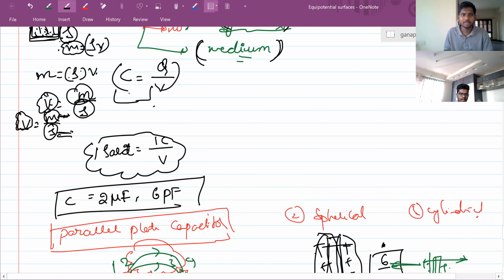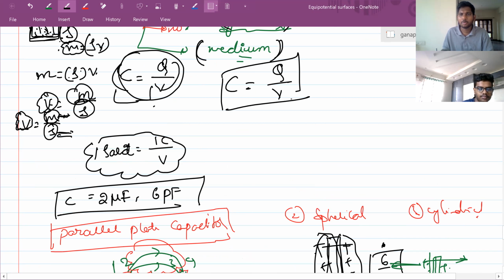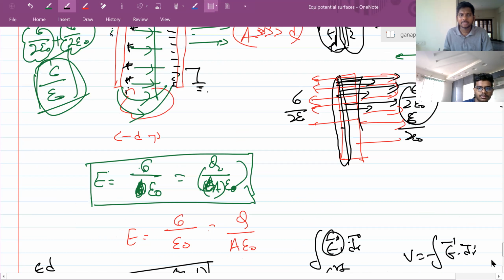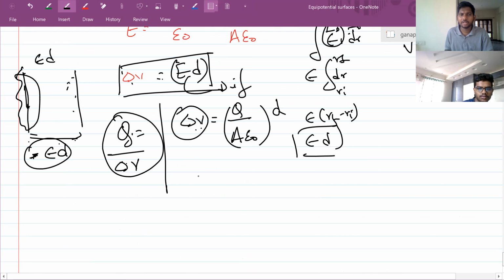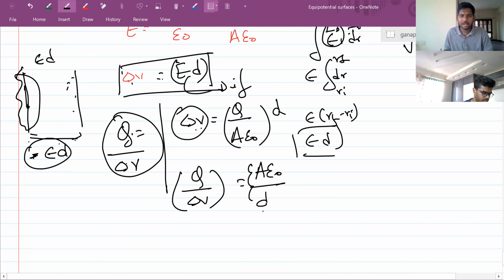For a capacitor we have Q by V, right? V is the potential difference here. So we have to find capacitance. So Q by V we need to write. So A epsilon naught by D. Q by delta V, that is potential difference between higher plate minus lower plate, is equal to A epsilon naught by D.